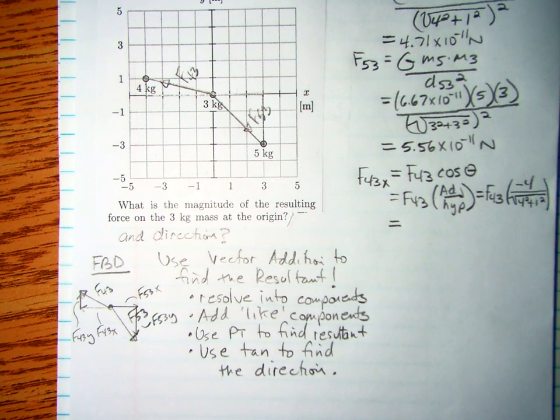So go ahead and find that out. F43 is 4.71 times 10 to the minus 11 times -4 divided by the square root of 17. Felicity, what did you get? Okay. Anybody? Jocelyn? -4.57.